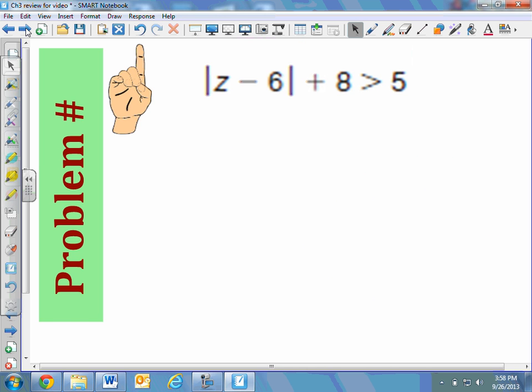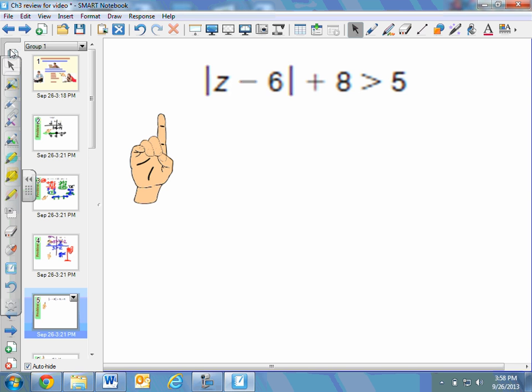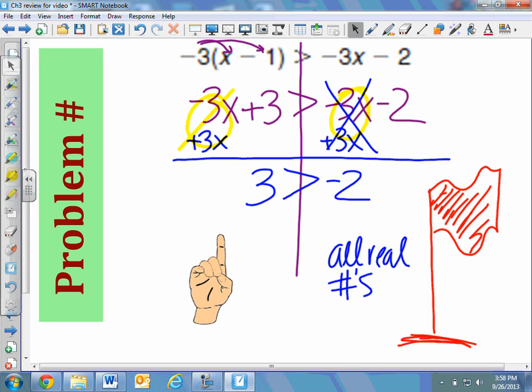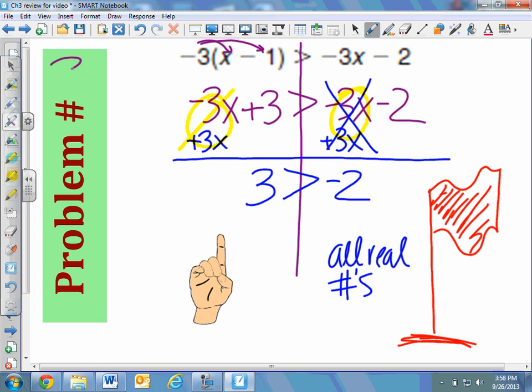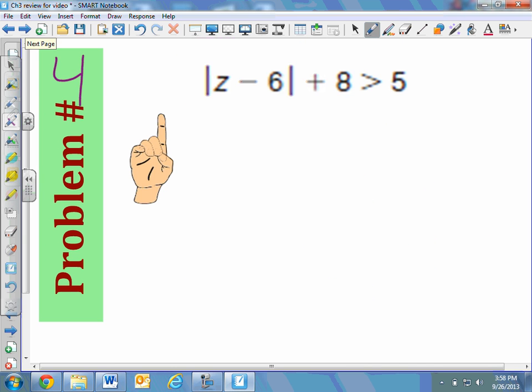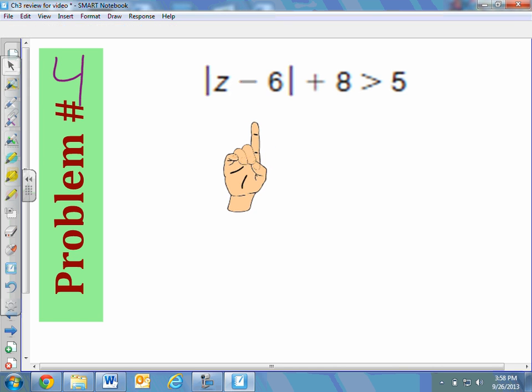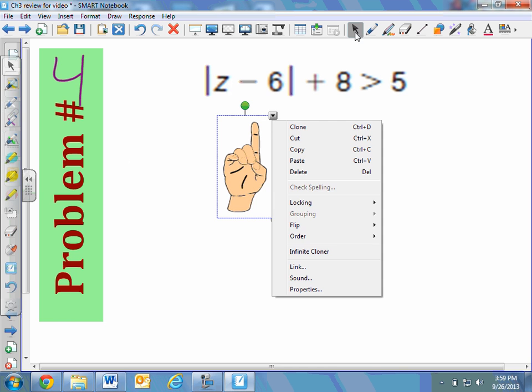Okay, let's solve this one now. Oh, I keep forgetting to track the numbers, right? I apologize. We are on 1, 2. That was number 3, right? We're in problem 4. Problem 4 right now. Okay. So let's take care of this. Let's solve this one right here.